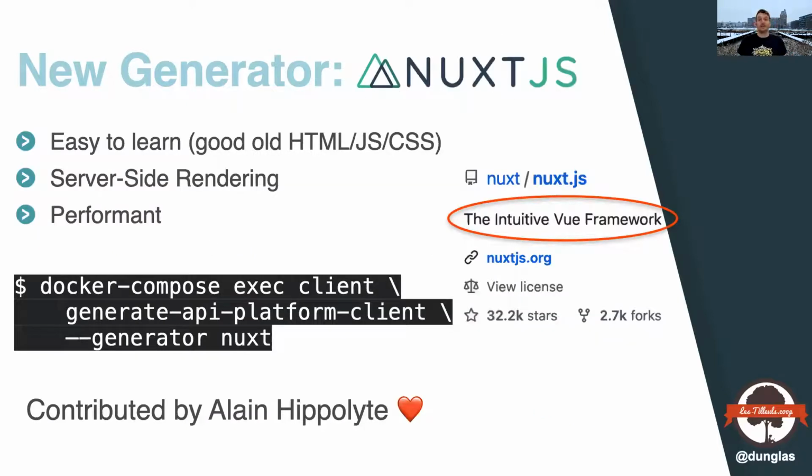We also created another skeleton for Nuxt.js. Nuxt.js is almost the same thing as Next.js, but using the Vue JavaScript library instead of React as in Next.js. So with API Platform 2.6, you have the choice. By default, we ship Next.js, but if you prefer to use the Vue ecosystem, then you can use Nuxt.js, and that works too.